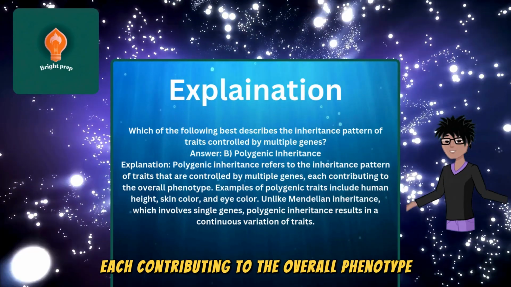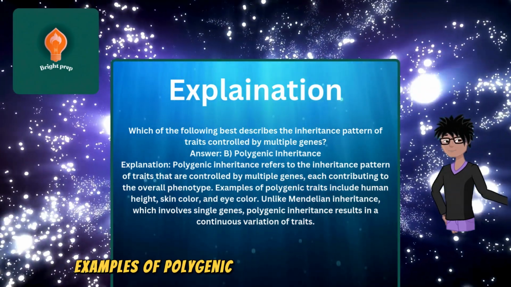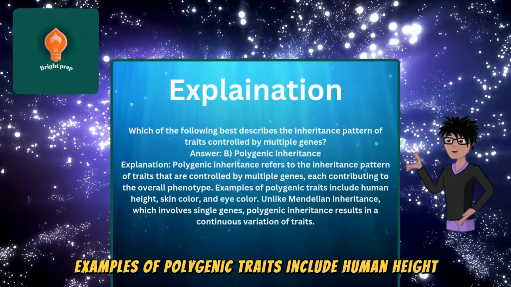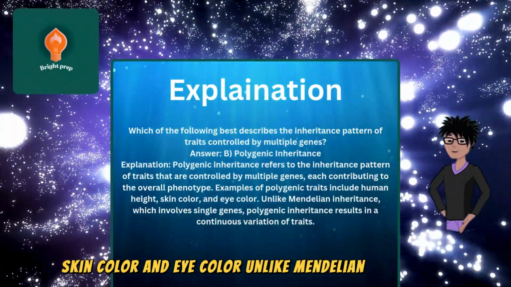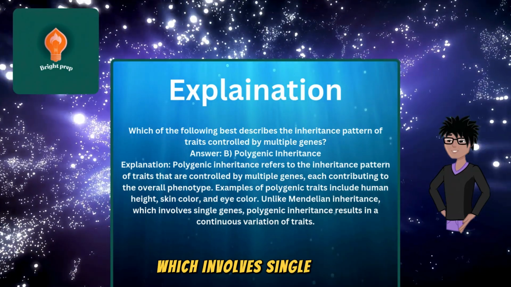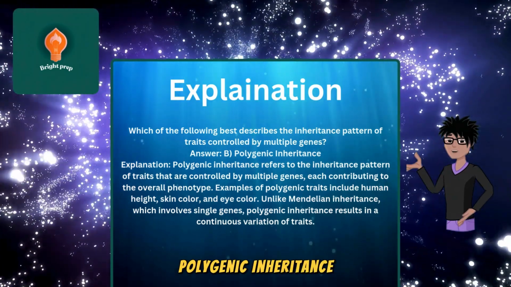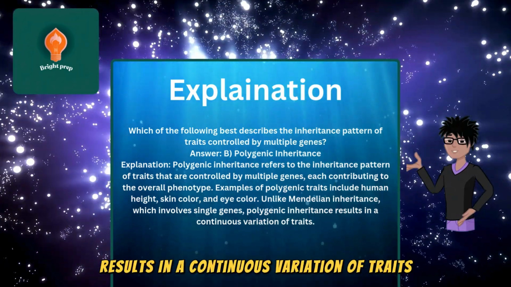contributing to the overall phenotype. Examples of polygenic traits include human height, skin color, and eye color. Unlike Mendelian inheritance, which involves single genes, polygenic inheritance results in a continuous variation of traits.